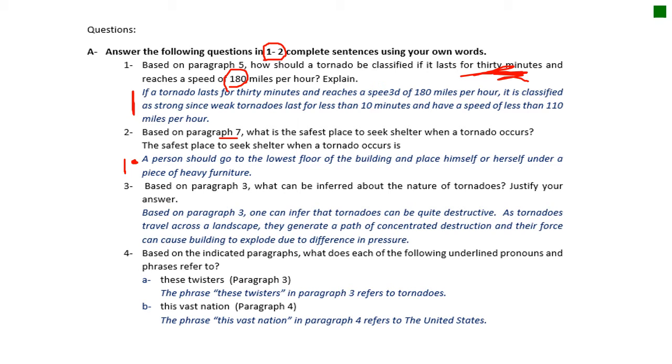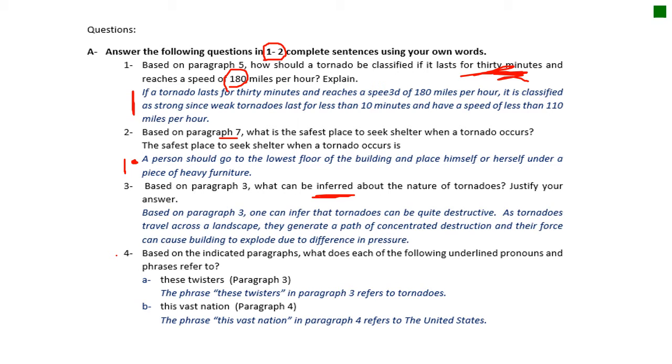Number 3, based on paragraph 3, what can be inferred? What can you conclude about the nature of tornadoes from what you read in paragraph 3? Based on paragraph 3, one can infer that tornadoes can be quite destructive. As tornadoes travel, they said justify. Justify means give evidence from the text. As tornadoes travel across a landscape, they produce a path of concentrated destruction, and their force can cause buildings to explode due to difference in pressure. Okay, so this is my evidence. They are destructive.